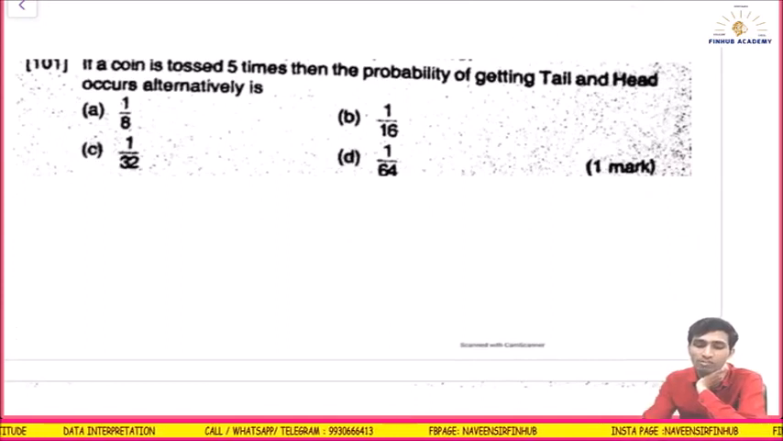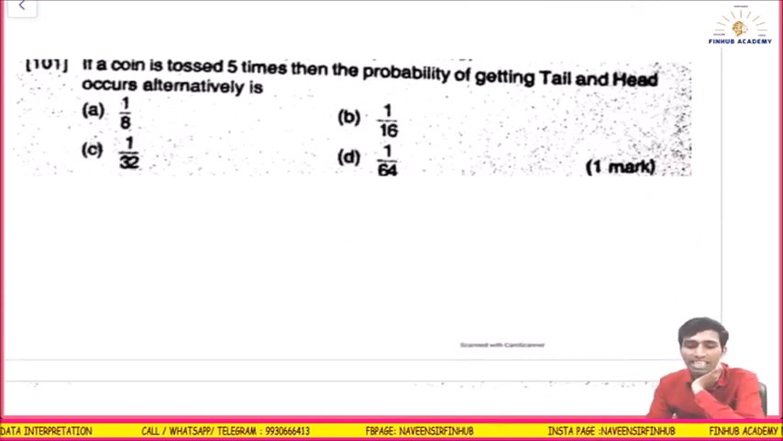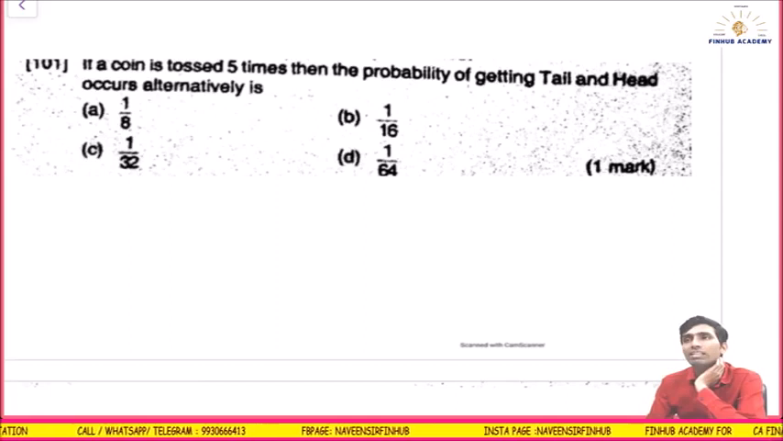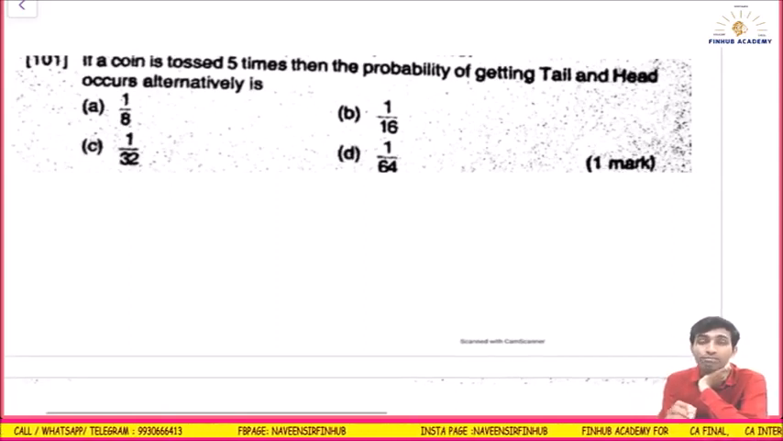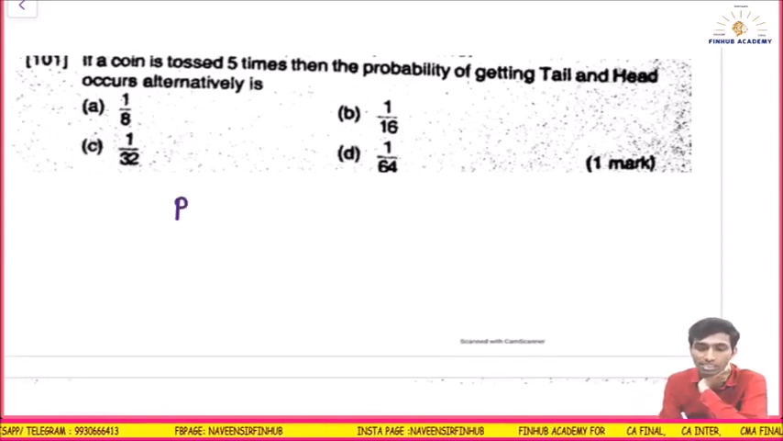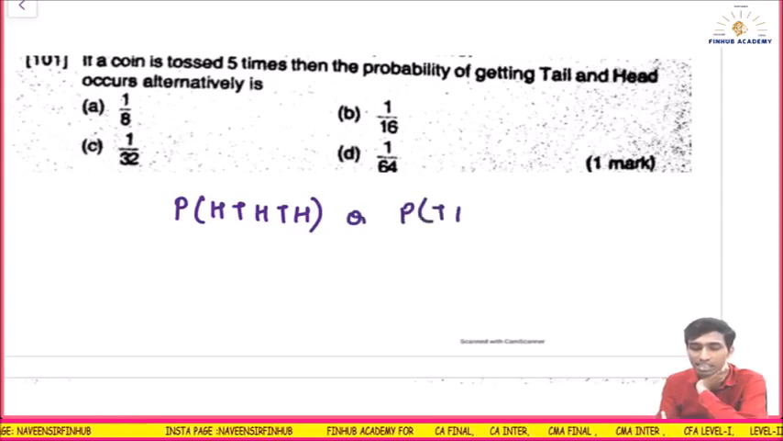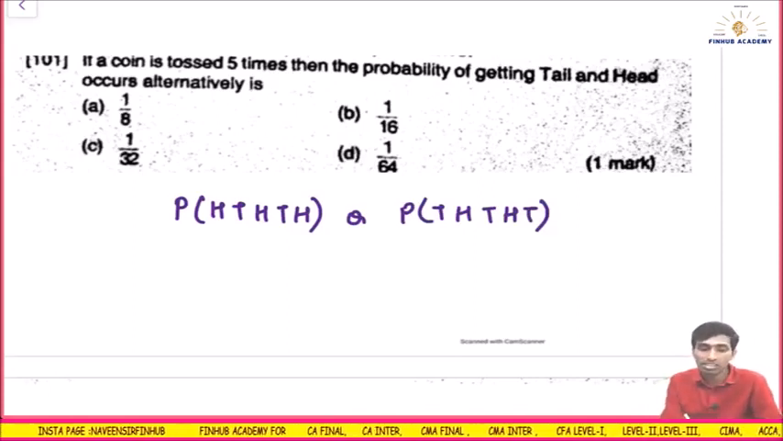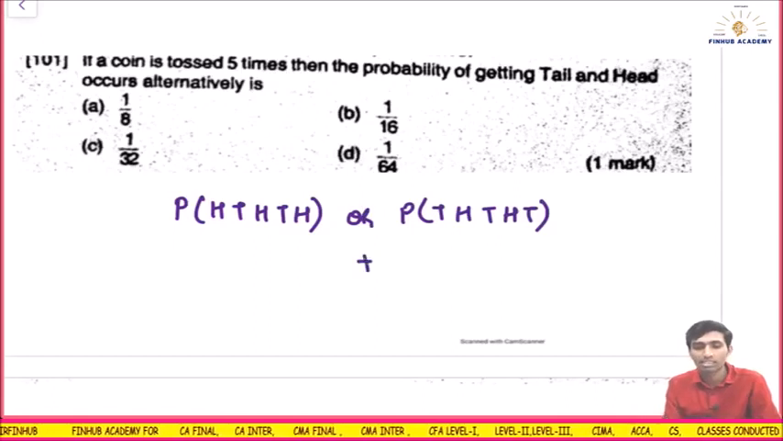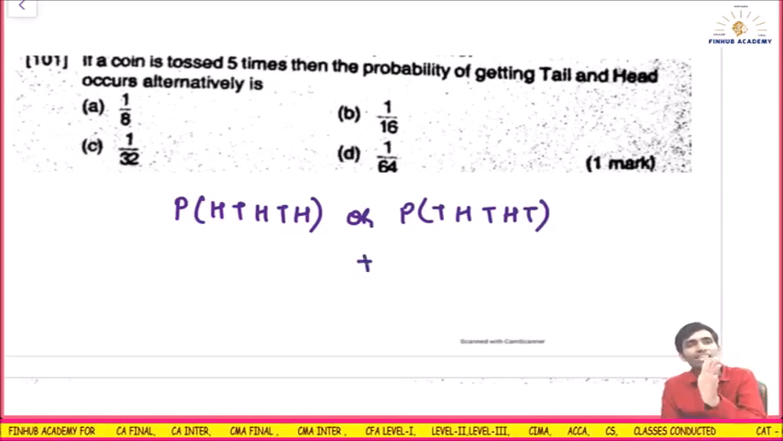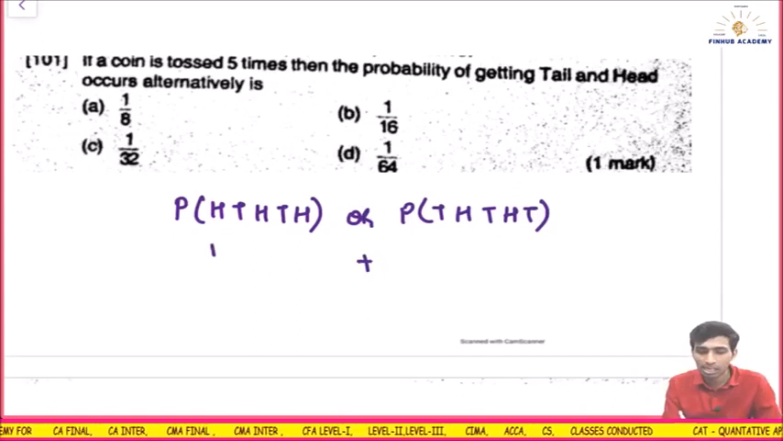If a coin is tossed 5 times, then the probability of getting tail and head occurring alternatively. It means 5 times you are tossing a coin. So alternatively means head, tail, head, tail, head, 5 times done. Or it can be tail, head, tail, head, tail, 5 times done. Understood? What is the probability of this happening? This is OR now. OR means plus, and AND means multiplication.